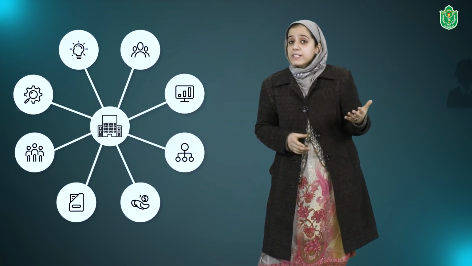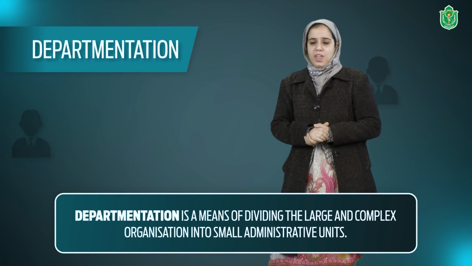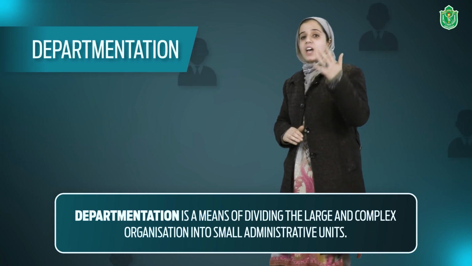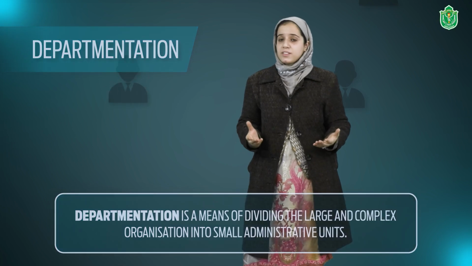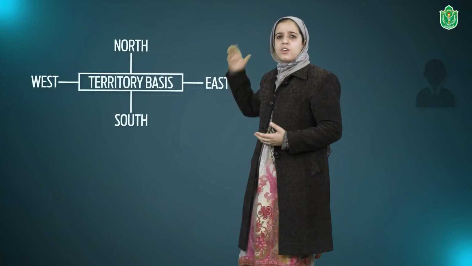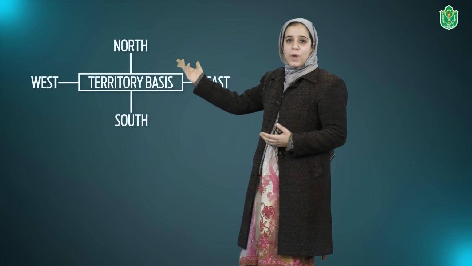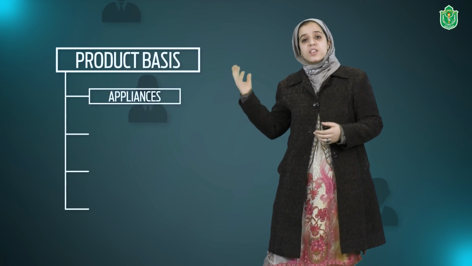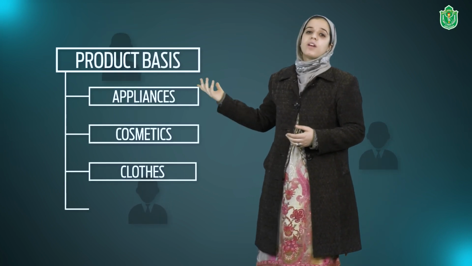Then is creating departments. The activities which are of similar nature are grouped under different heads called departments. So this process is known as departmentation. And departmentation can be done on the basis of certain criteria like territory, north, south, east, west, on the basis of the products, appliances, cosmetics, clothes, footwear, and many more.